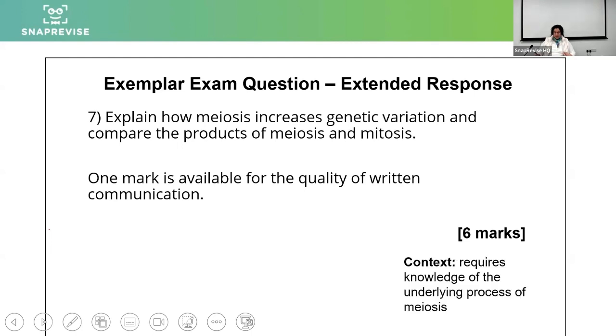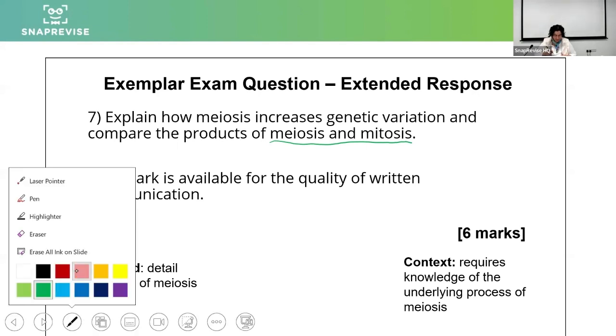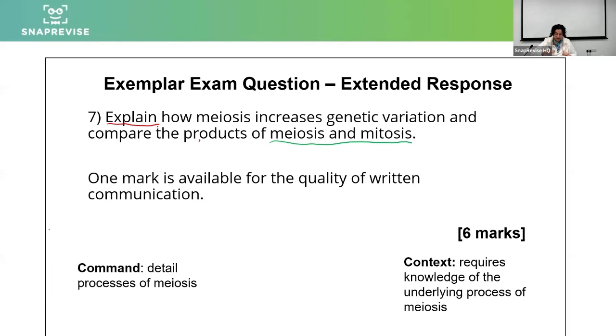So again, what is my context? Sorry, I jumped ahead. My context here is that I am dealing with mitosis and meiosis. So those are the divisions I'm going to compare. My command word is explain. And explain with some detail as well, since it's an extended response question.